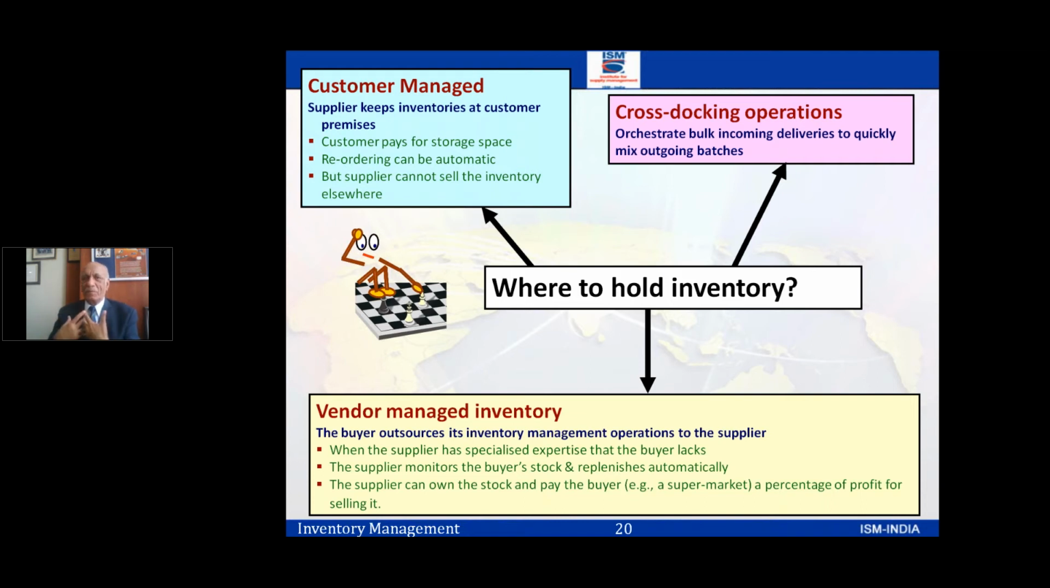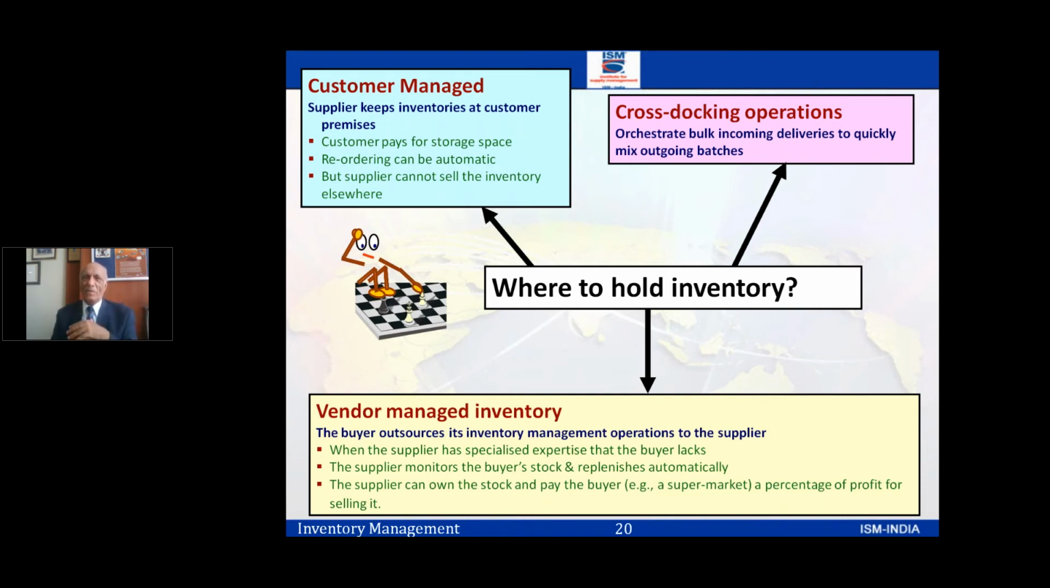So the supplier keeps inventories at the customer premises. The customer pays for the storage space. Reordering can be automatic. But the supplier cannot sell the inventory elsewhere. Vendor management means basically the supplier has specialized expertise that the buyer lacks. So it's basically VMI, the most common model which is coming around.